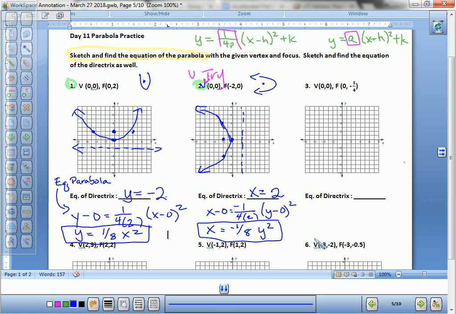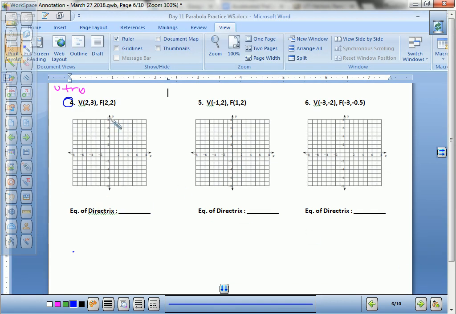Okay? All right. Now, ooh, this one's good. Vertex, not at the origin. Give it a try. Is this all we're learning? And completing the square on the back.